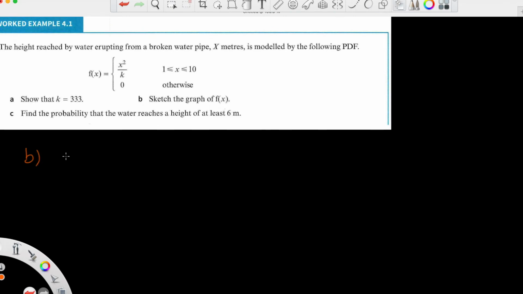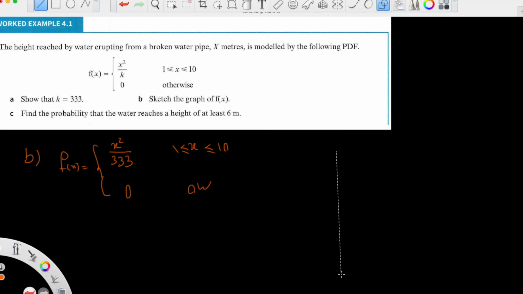Part B, sketch the graph. So f of x, as we found k, is x squared over 333, x between 1 and 10, otherwise 0. So it's a quadratic function bending upwards.